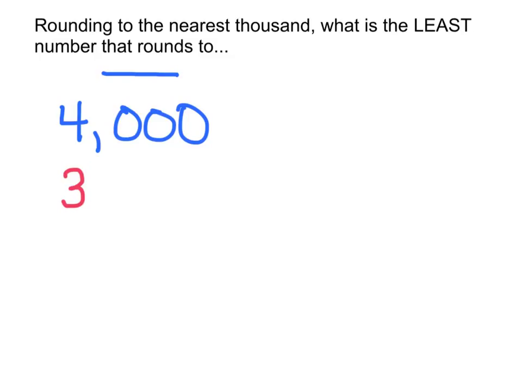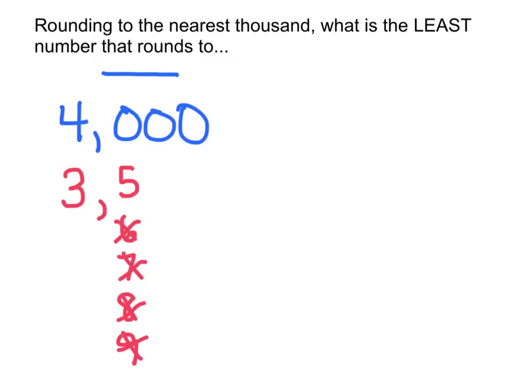So how can we find the smallest number that will round to 4,000? Well, you could use a number line if you like, but I prefer to just think it out in my own brain. If the number is going to round up to 4,000, I know that there has to be a 5 in this position, because the only numbers that would force the 3 to change into a 4 would be 5, 6, 7, 8, or 9. We want the smallest one, so we're going to go with 5.